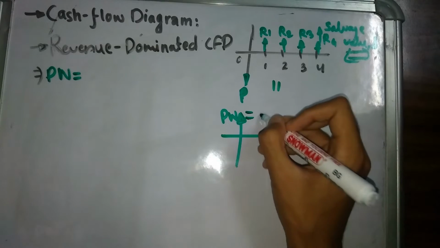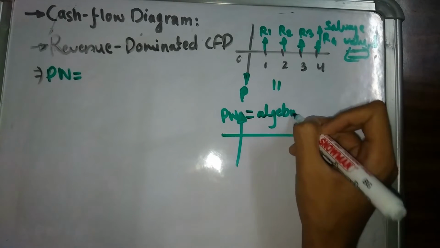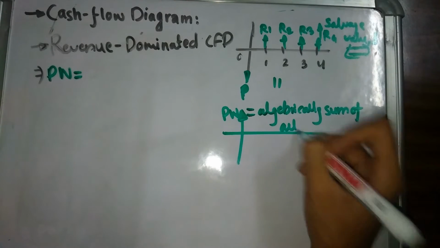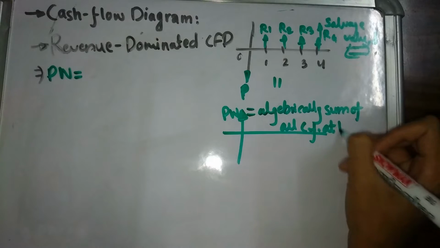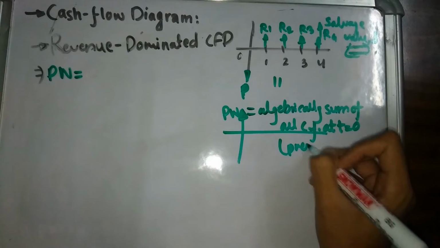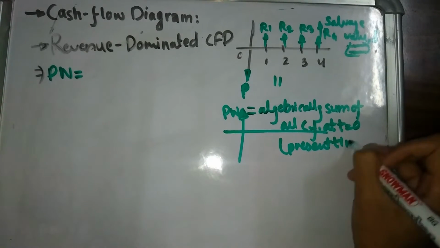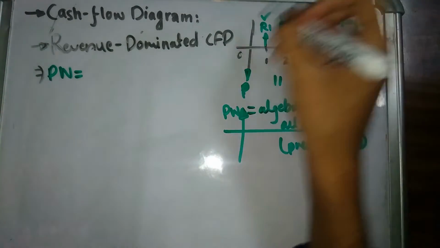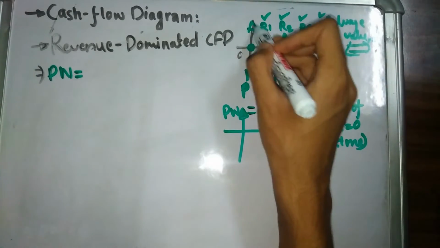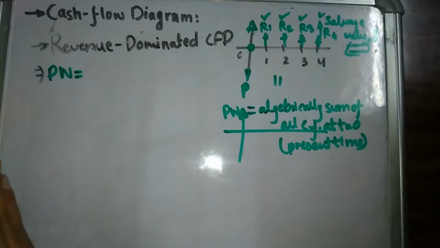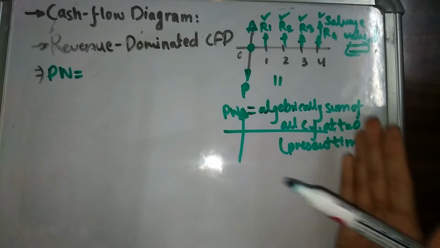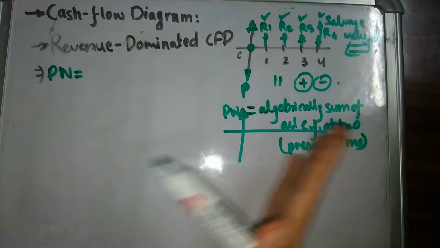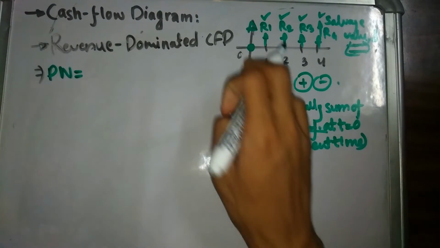And present worth basically means the algebraic sum of all the cash flows at time t equals 0, which means at our present time. So we are going to find the equivalent values of all our cash flows at the present time, and we're going to add or subtract them. As I already explained before, in our revenue dominant cash flow diagram, cash inflow is going to be treated as positive and cash outflow is going to be treated as negative. So we are going to add and subtract all those cash flows at time t equals 0.